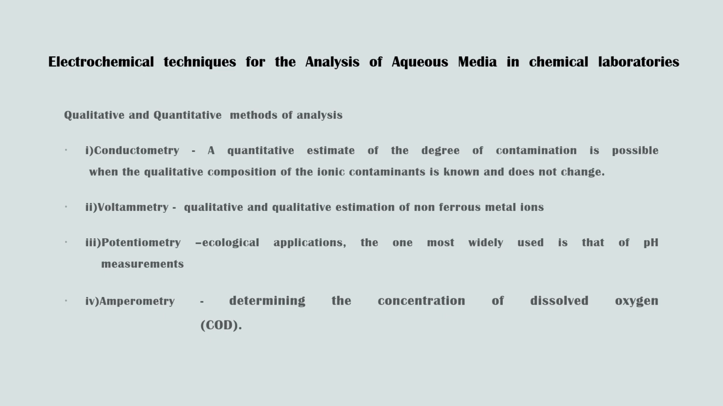The second method, voltammetry, is the most reliable electrochemical method, which enables the qualitative and quantitative determination of non-ferrous metal ions. The third one is the potentiometric method, which has ecological applications, and here the pH of the solution which contains the pollutants is calculated. The fourth method is amperometry, which helps to calculate the concentration of dissolved oxygen.